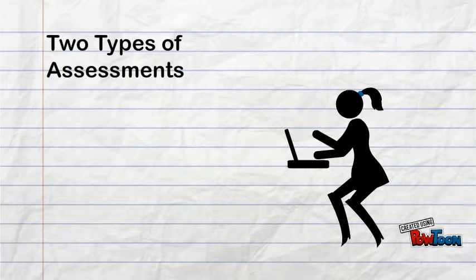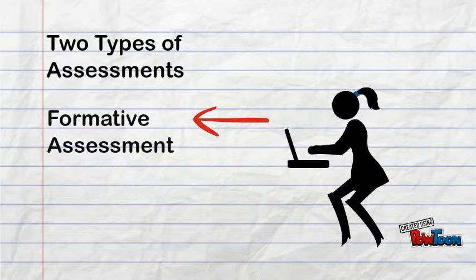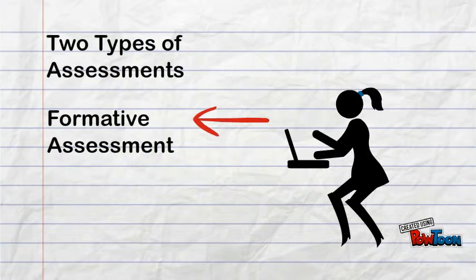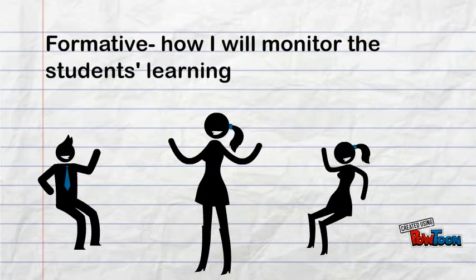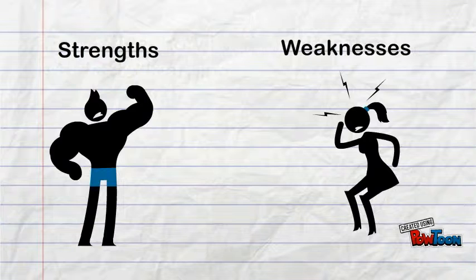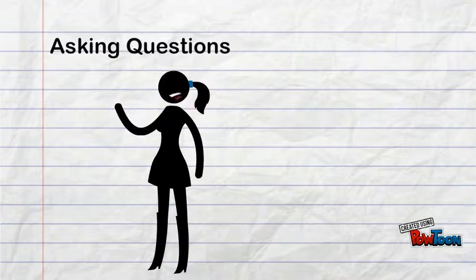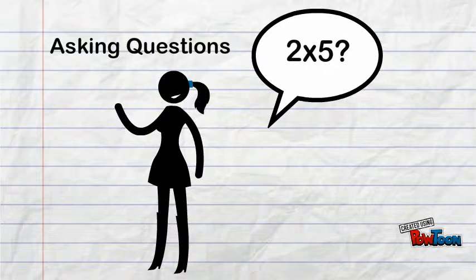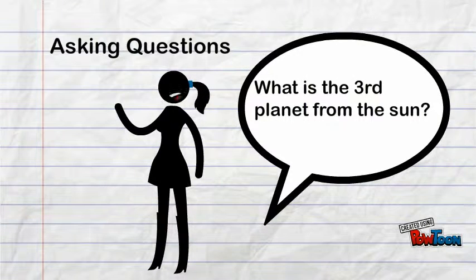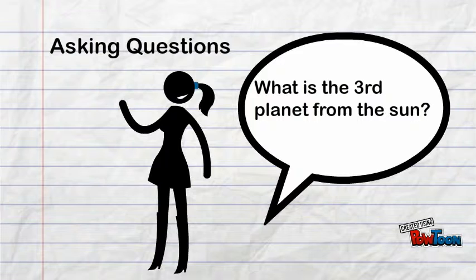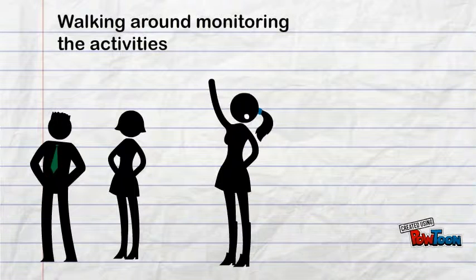The first type is known as formative assessment. Formative assessment is how I will monitor the student's learning. I will be able to identify their strengths and weaknesses and address them immediately. An example could be me asking questions in class, like asking the class what's 2 times 5, or what is the third planet from the sun. It could also be me walking around the classroom and monitoring each and every activity that is going on.